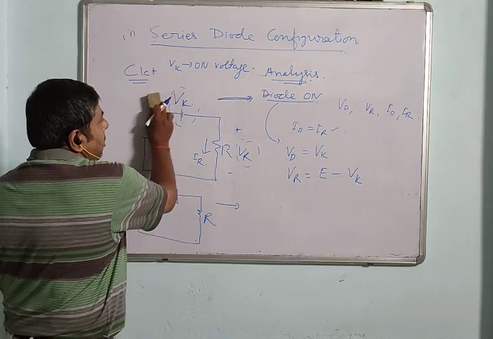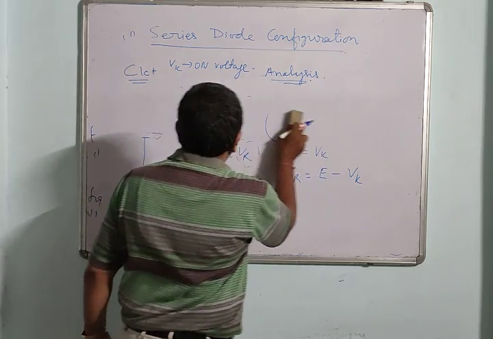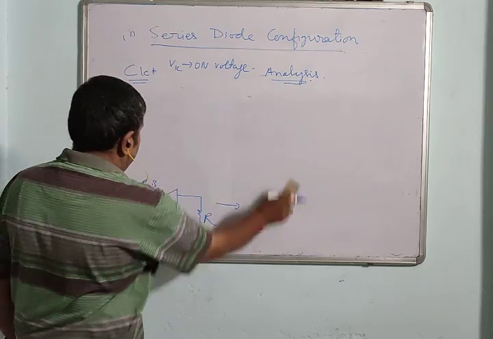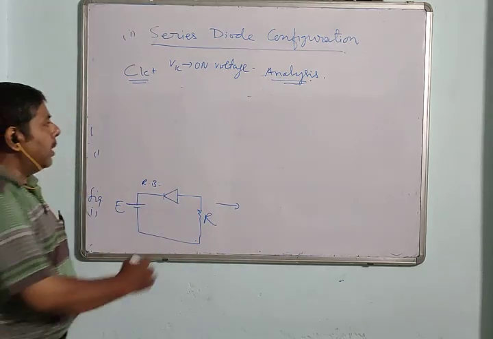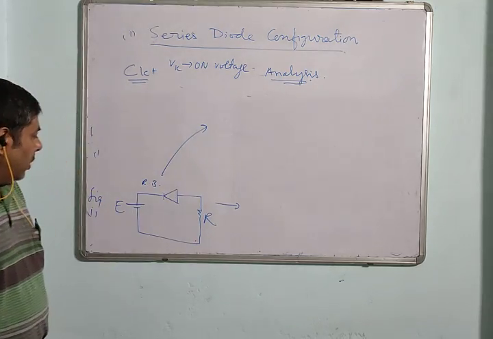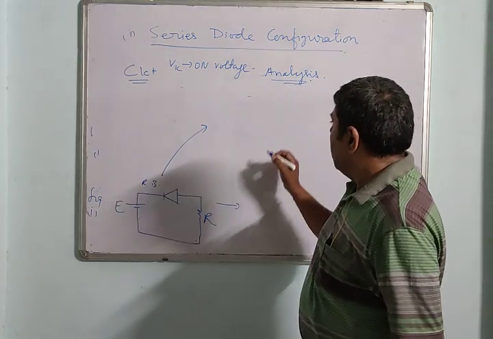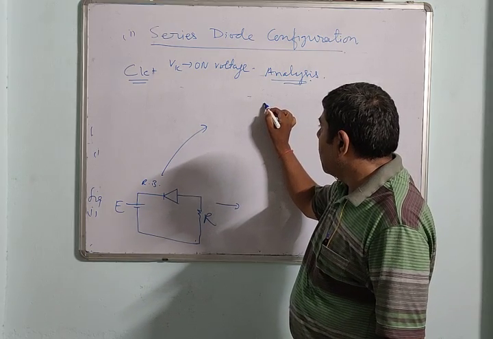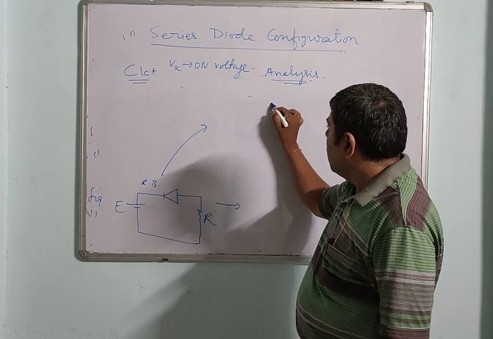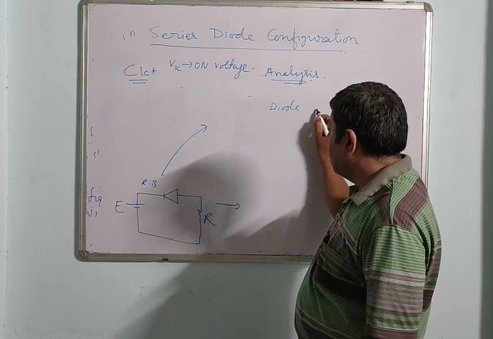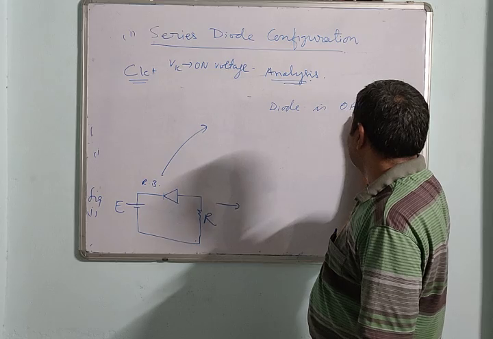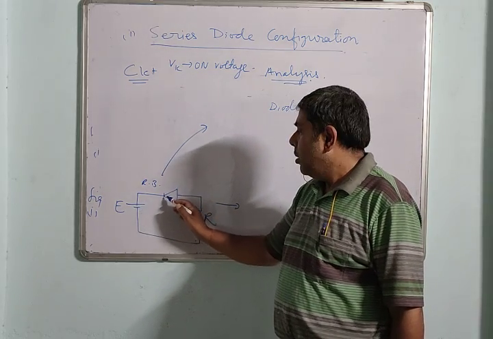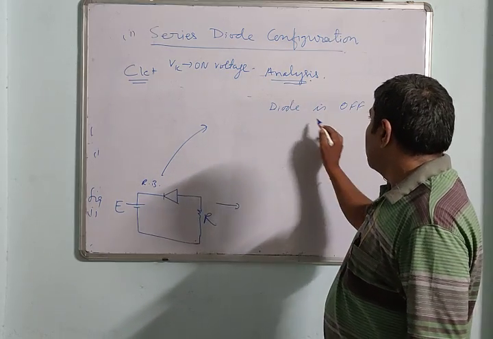Now come to the second part. How can we analyze the second part? For this part of the circuit, first think about the state of the diode, whether on or off. So diode is in this case off state. Why? Because this is connected to the positive terminal, and this is the negative part. So diode is off.